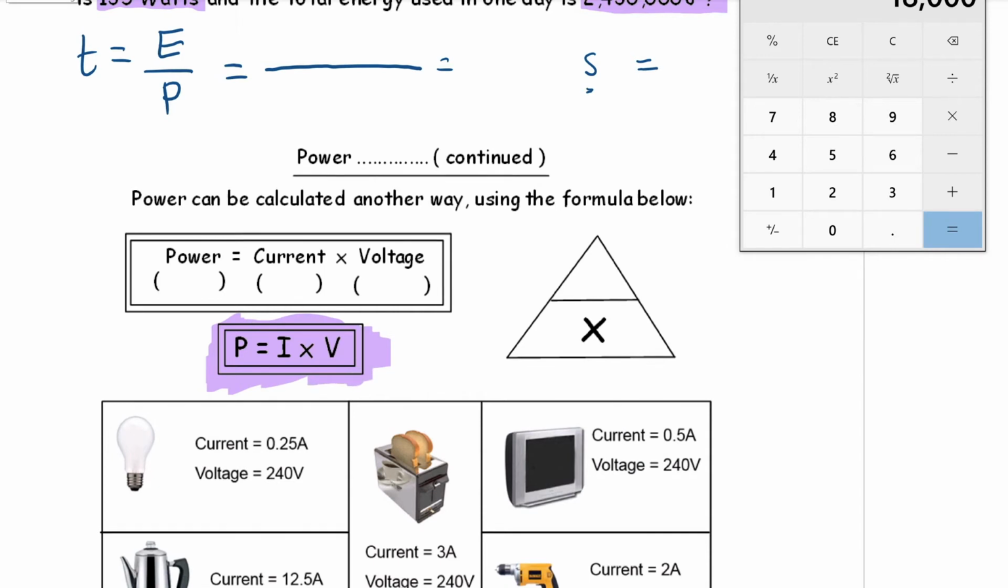Just a quick recap before we make a start. Power's measured in watts. Current is measured in amps. I'm not sure whether they want you to put down the symbol or the units, but I've written down the units here. Watts for power, amps for current, V for voltage, and these would be the symbols.